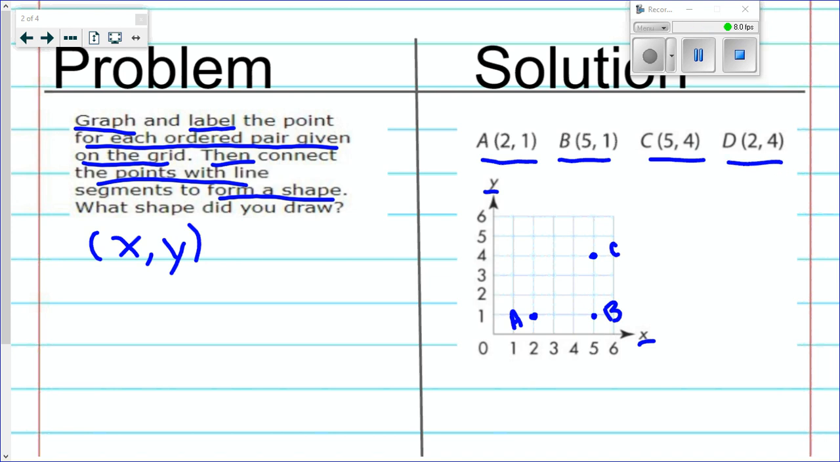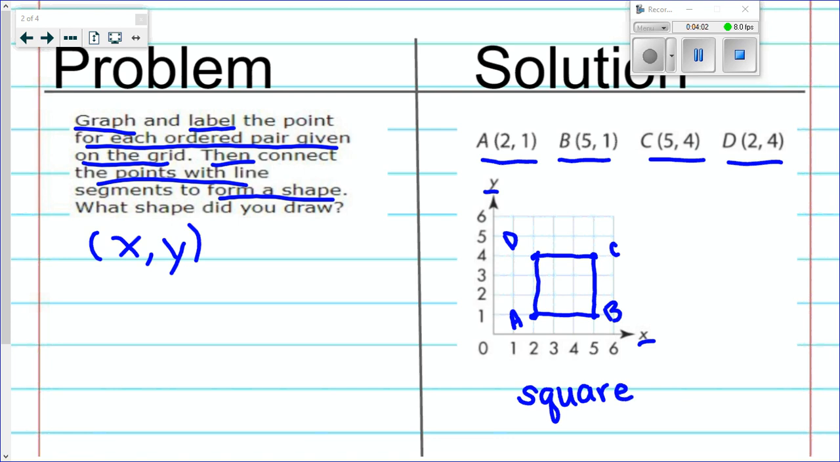And then now I'm going to look at my point D. So I'm going to again start at my origin of 0. I'm going to go over on the x-axis 2 places, and then I'm moving up on the y-axis 4 places. I'm going to label that D. Now when I connect these, I am going to get a square. My sides are all the same length. So what shape did we draw? We drew a square.